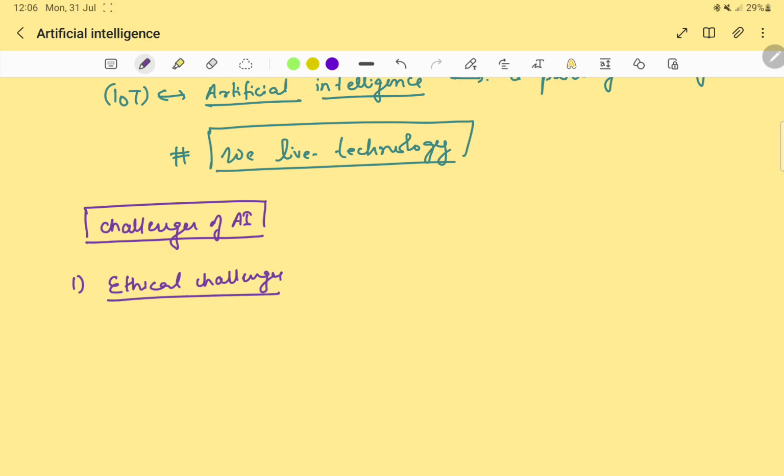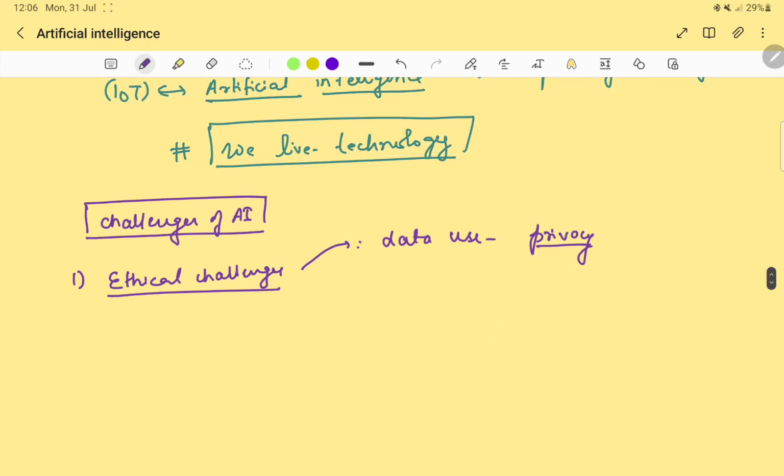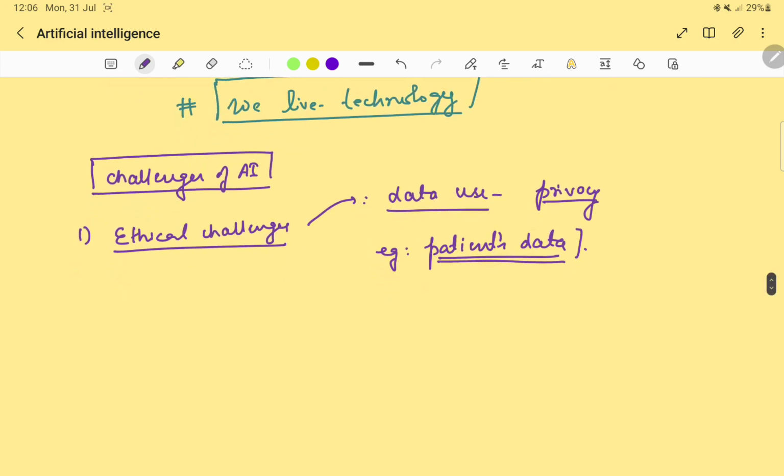How is it an ethical challenge? Because they are utilizing and concerning your data, which may cause a threat to your privacy. So data use may compromise your privacy. Data privacy could be a bigger threat, especially if you are a patient whose data goes into the public. For example, if a patient's data goes public, it may severely compromise his right to life under Article 21 of the Indian Constitution.